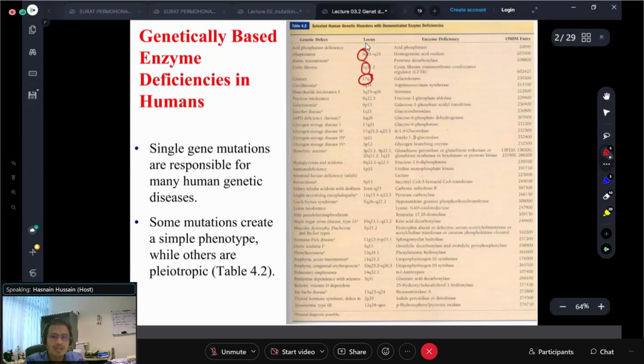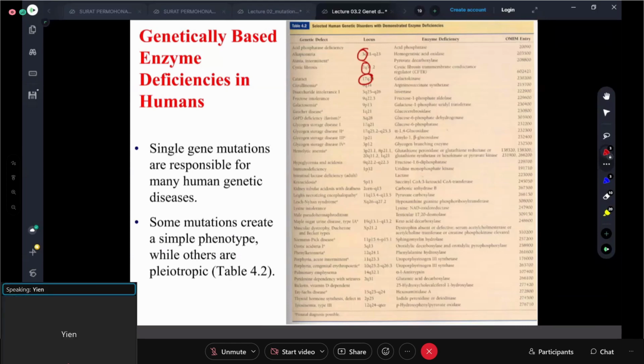Okay, so I hope you can still recall what is meant by 3Q or 7Q or 17Q. What do they actually mean by that? The 17Q, 1P. Yes, okay, the long arm, the short arm. Yeah, good. Okay, long arm, short arm.